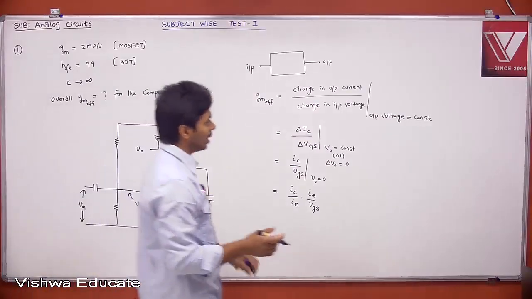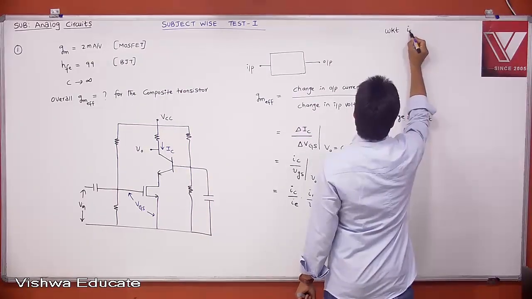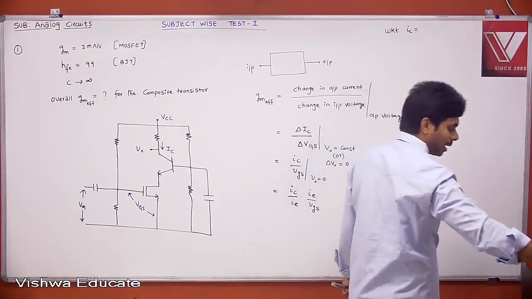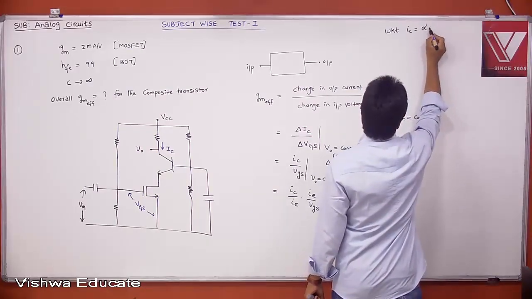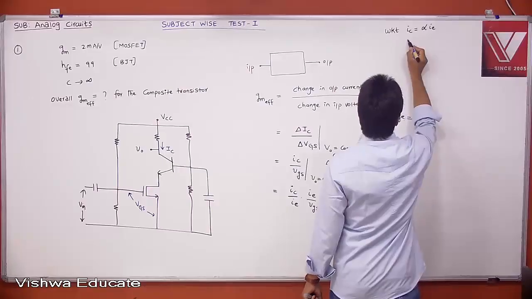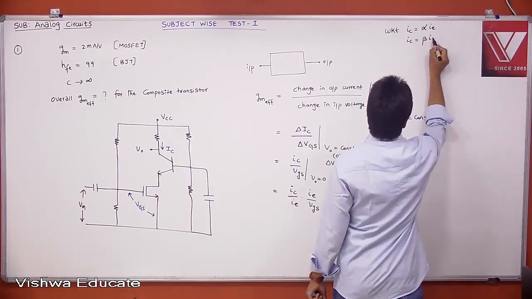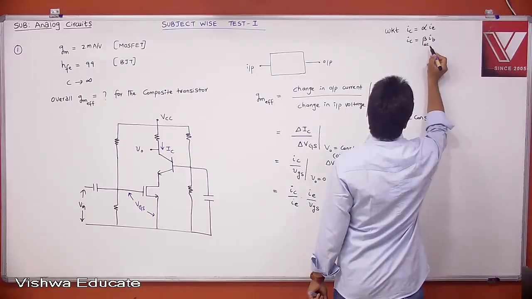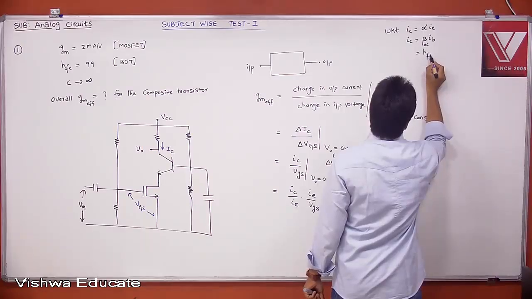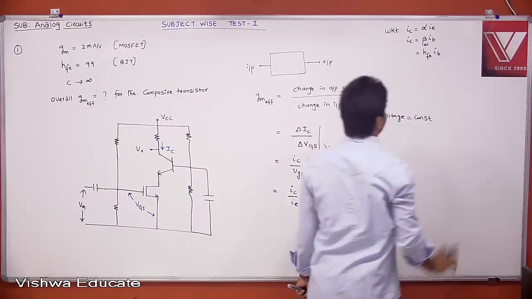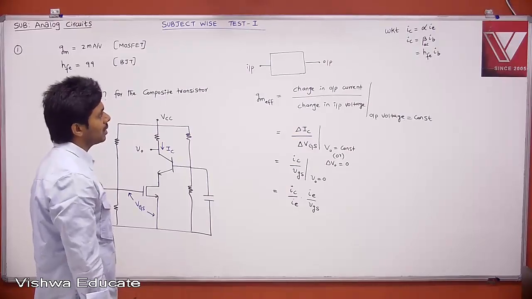We know that IC is equal to capital IC. Okay, that's fine. Alpha into IE, or IC is equal to what? Beta into small ib. What is beta? Beta AC. What is beta AC? Beta AC is nothing but HFE. Therefore, HFE into IB. Therefore, what is IC by IE? IC by IE is nothing but alpha.